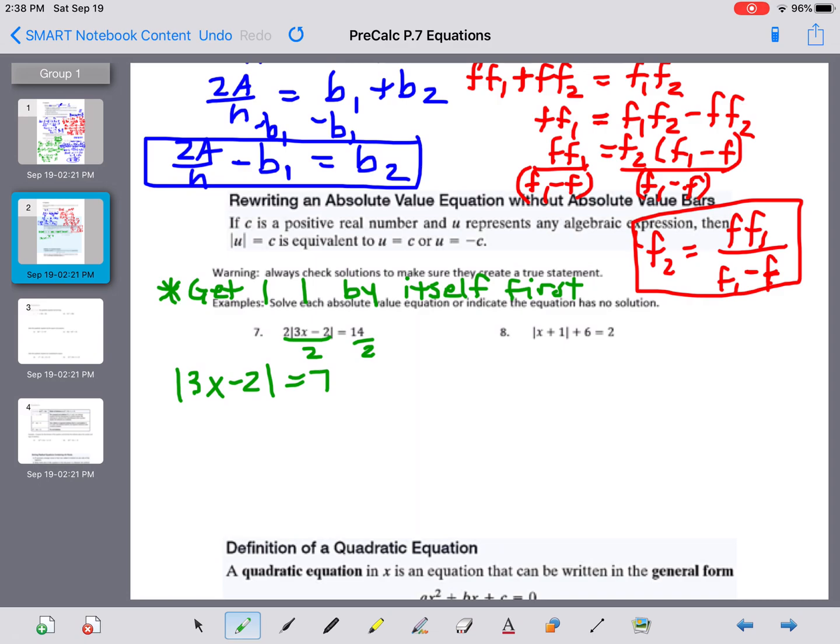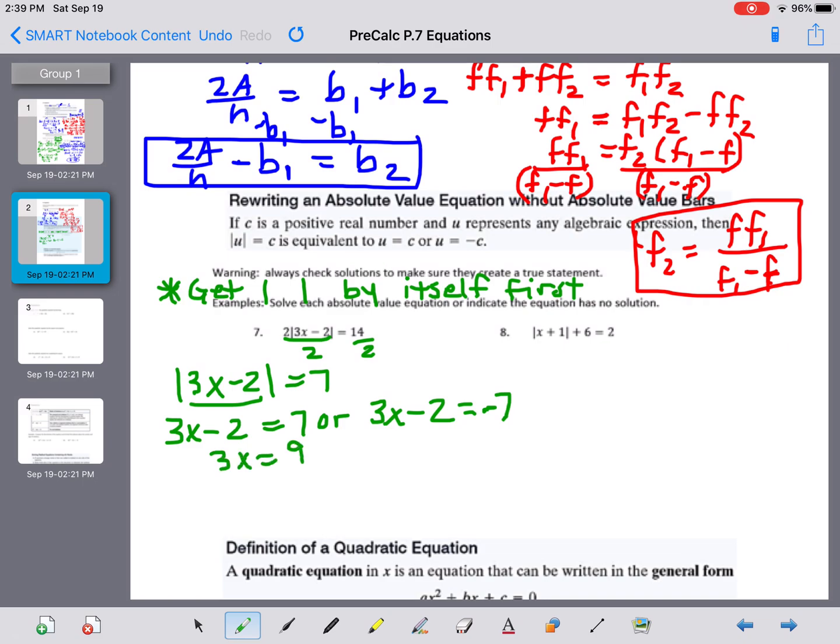Okay, is that a true statement? Can my absolute value equal positive 7? Definitely. So now because we know that, this 3x minus 2 can either equal 7, and then its absolute value is 7, or that statement on the inside can equal negative 7 because once we take the absolute value of it, it'll still equal 7. So we do a split with absolute value equations because the value inside can be either positive or negative. We do the split, it gives us two equations, and we solve them separately.